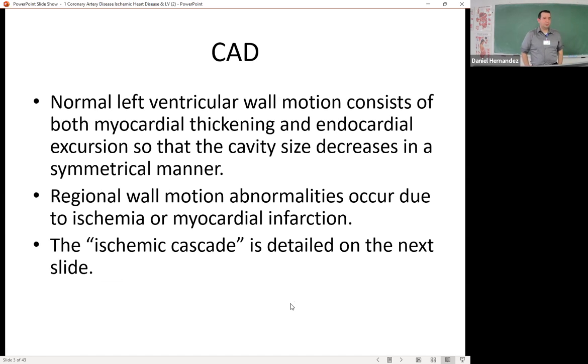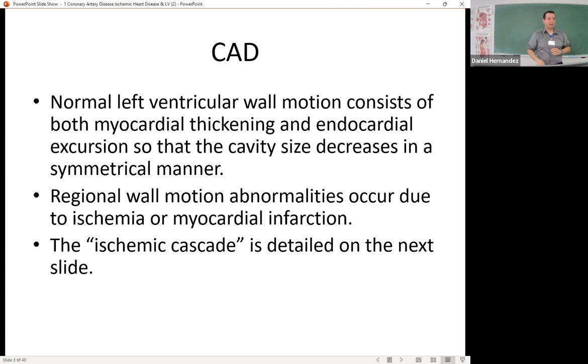Normal ventricular wall motion consists of both myocardial thickening and endocardial excursion. To break that down, when we're looking at LV motion, we have to understand that during contraction the myocardium, that muscle layer, is both thickening and moving. So we get almost a twisting of the heart. The actual heart contraction motion is a twisting in. So we have both linear and circumferential motion of the heart, as well as thickening of that myocardial layer.